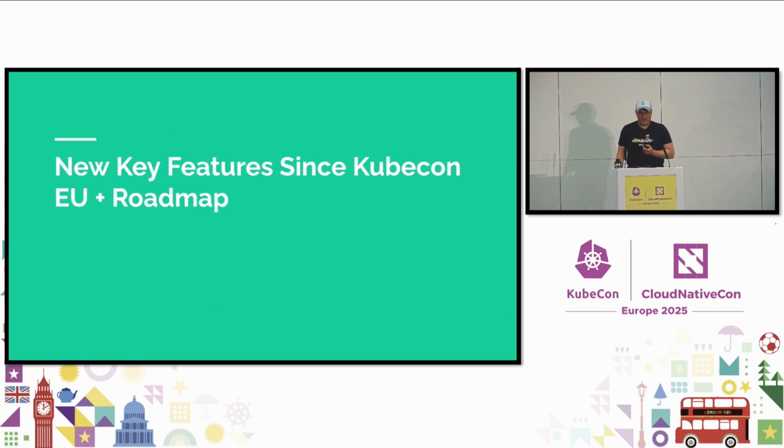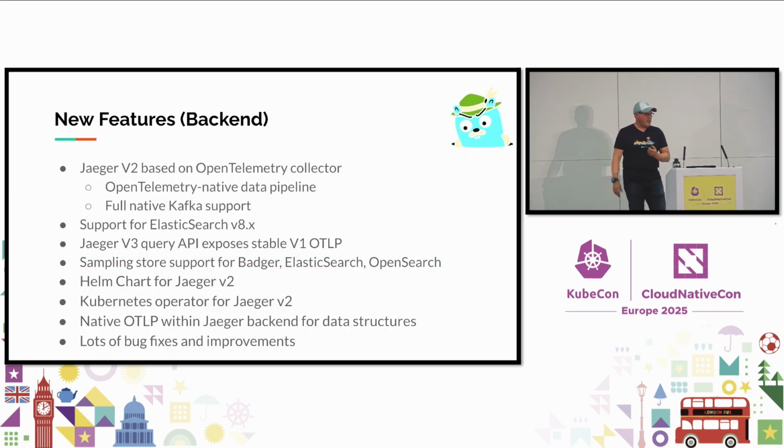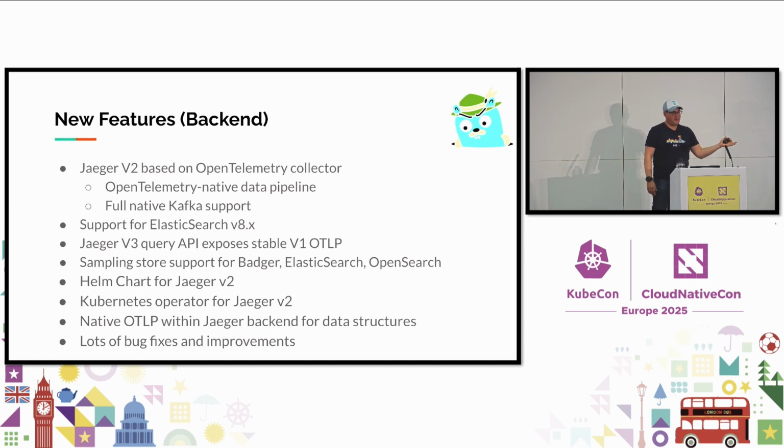So let's talk about roadmap for a couple minutes. I'm kind of going to rewind over the last year. So since I spoke in Paris, some of the things that we did, we launched Jaeger version 2. I talked about that already.